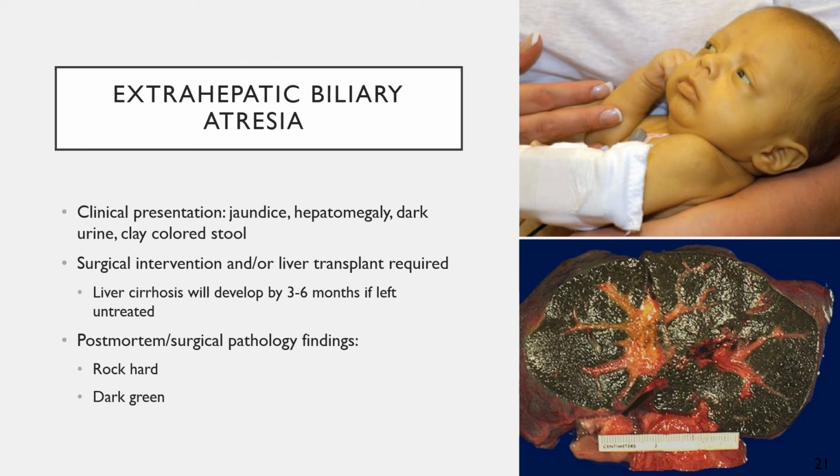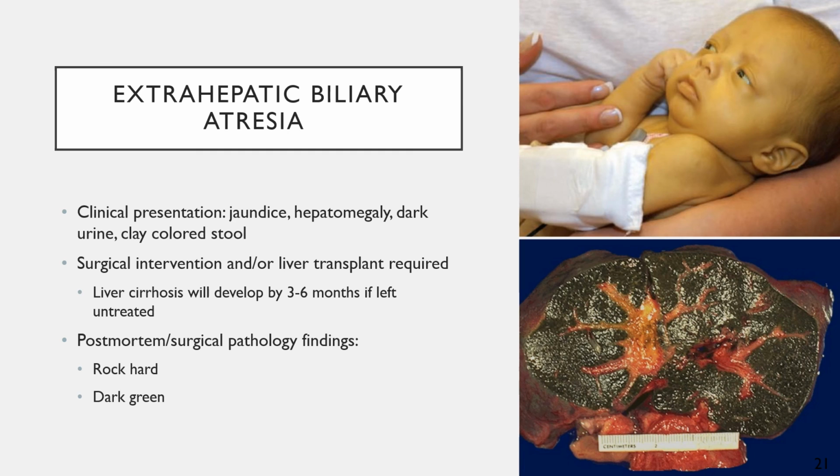Newborns with biliary atresia will present with jaundice, as we see in the top image here, hepatomegaly, dark urine, and clay-colored stool. As I mentioned earlier, surgical intervention and/or a liver transplant is required. If left untreated, liver cirrhosis will develop within 3 to 6 months. Relating this to the PA profession, we could receive a liver explant at the bench, which would present as a rock-hard and dark green liver, or we could see those findings at autopsy. So that bottom image there came from a 3-month-old who died of extrahepatic biliary atresia, and you can see that dark green coloration.